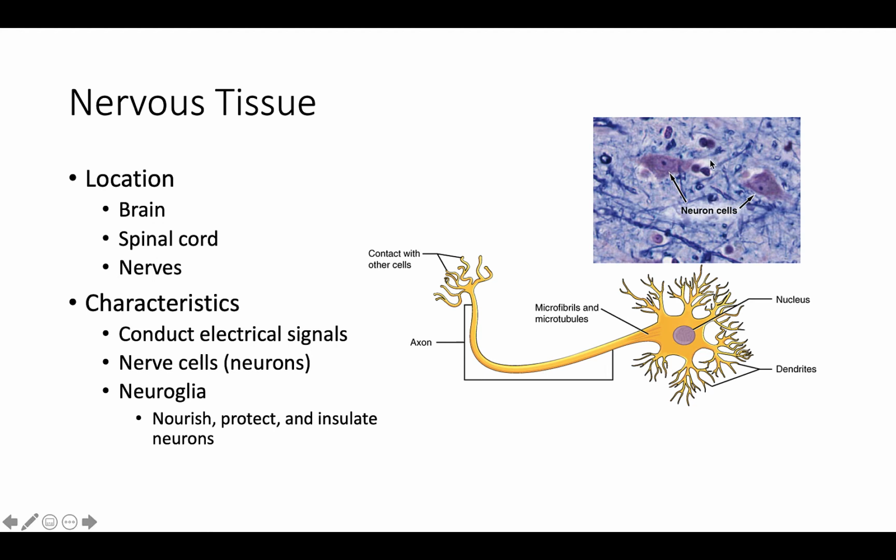And these are not connective tissue either. Neither of these nervous tissues, neuroglia or neurons, are connective tissue. They're their own classification. So the neuroglia are going to help nourish, protect, and insulate neurons. There's a lot of research coming out recently about different functions of neuroglia, but for our aspects, we're just going to say that they support nerve cells.